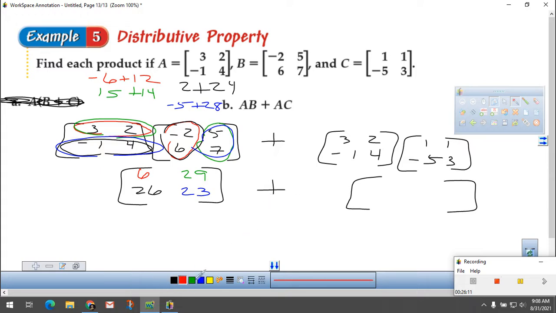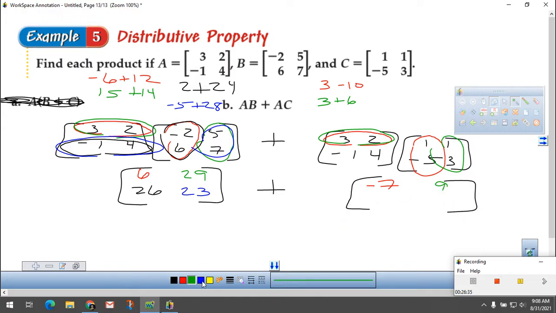Alright, now let's move on to the second one. So first row, first column, so 3 times 1 is 3, 2 times negative 5 is negative 10, and 3 minus 10 is negative 7. And so now, first row, second column, 3 times 1 is 3, 2 times 3 is 6, 3 plus 6 is 9.